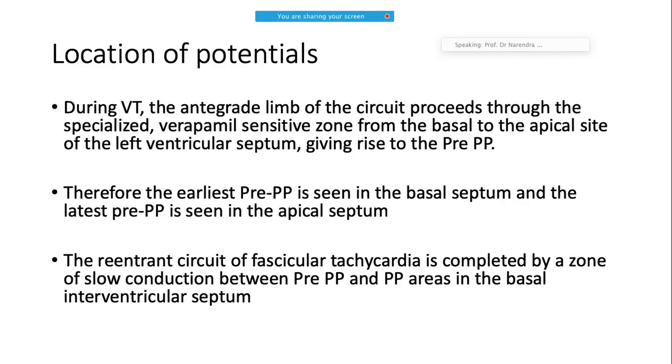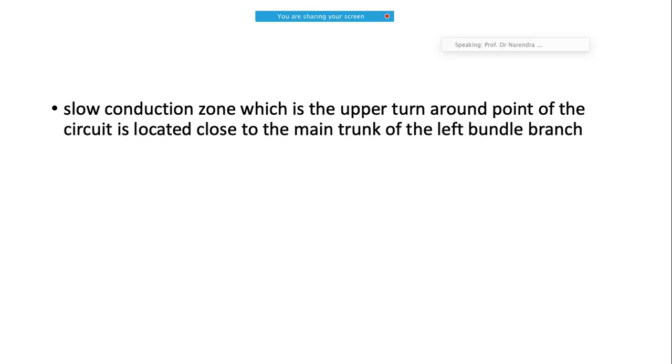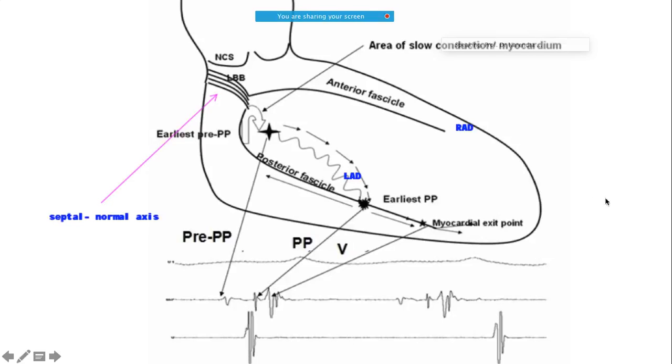I'll try to show you the diagram. This diagram is very conceptual, very important. This is the tachycardia, but at a very slow speed. If you notice, this is a typical left ventricle, and these are the different areas in the left ventricle. These are the coronary cusps. This is the non-coronary sinus. And this is the left bundle branch. This is the anterior fascicle. And this is the posterior fascicle.